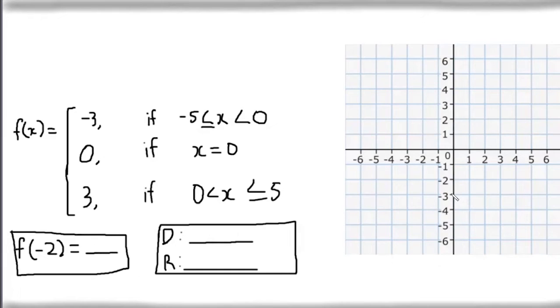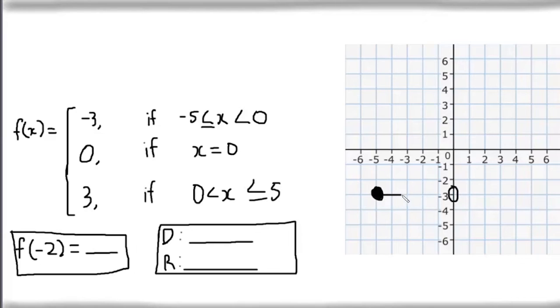And then it says -5 to 0. So we're not including 0 here, so we just put an open circle. And we are including -5 though, so we will put a filled in circle.